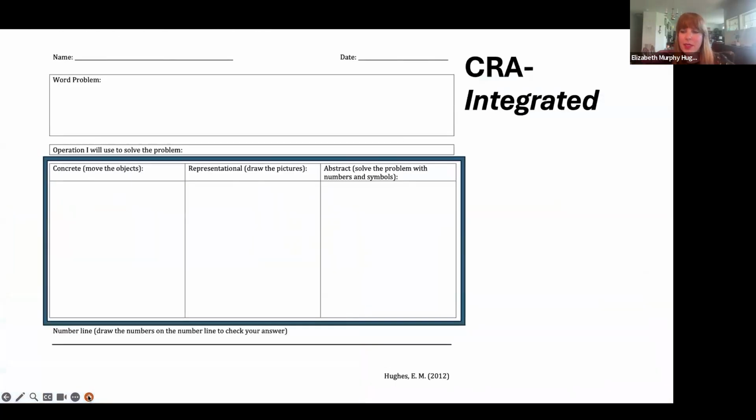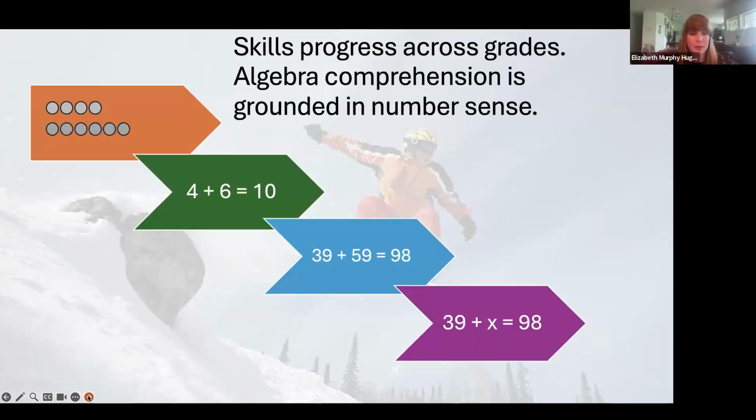Okay. Here's another example of a graphic organizer that I created for lessons that I did where we had word problems. And then we used the manipulatives. I had a place for them to draw the pictures, a place for them to solve the problem, and then connecting it to the number line. So again, just showing another way that you can integrate that CRA or that VRA within one lesson.